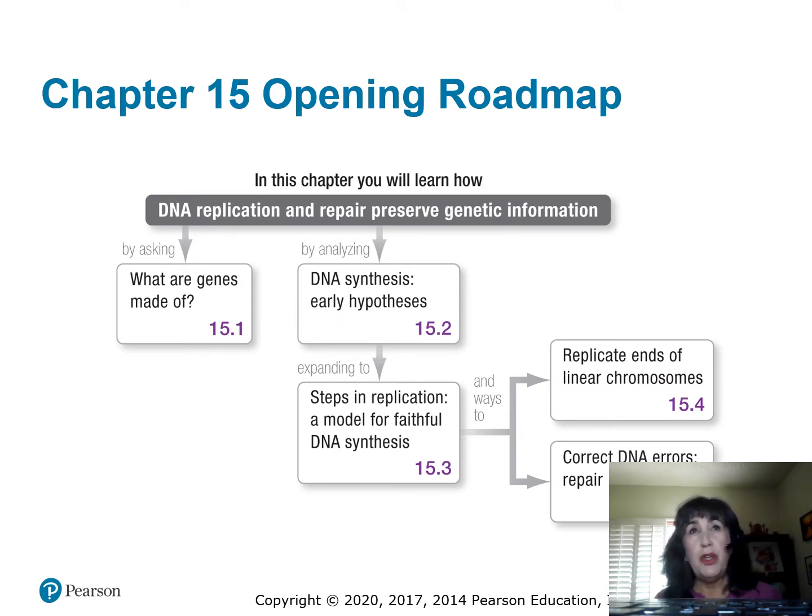In this chapter, you will learn DNA replication and repair to preserve genetic information. We'll talk about what genes are made of, DNA synthesis, the early hypothesis, steps in replication, and then lastly, we'll talk about telomeres, the end of linear chromosomes, and we'll also talk about ways to correct mistakes made during copying of the DNA molecule.